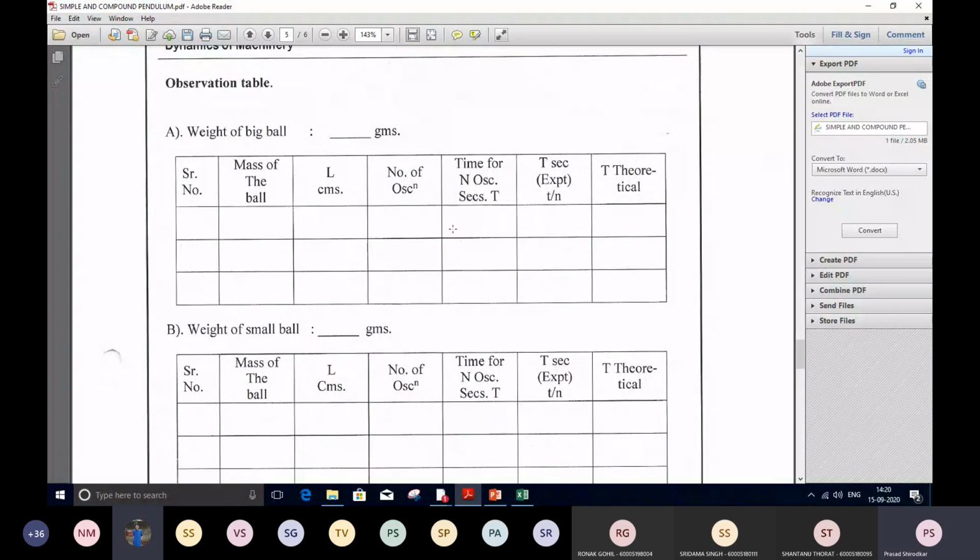Sir, we can bring any mass, but we don't know the weight of the object. For example, if we take a bottle or a pen, then we cannot know what the mass is. You don't need that, it is not required.